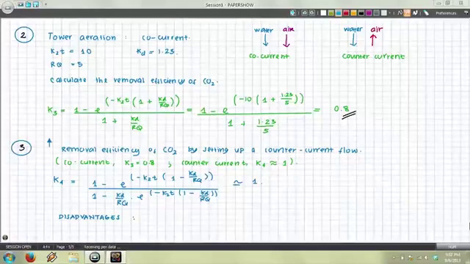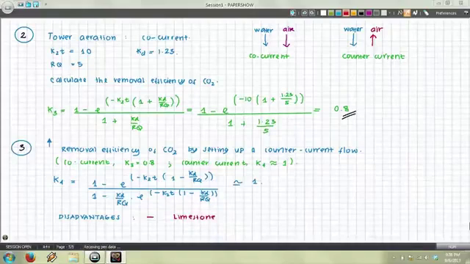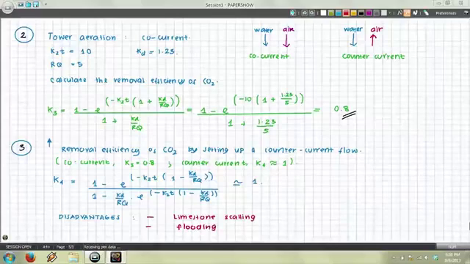So although you are increasing the removal efficiency of CO2, this negative impact that it has is, first of all, it causes limestone scaling because you're removing so much of the CO2. You're removing almost all of it, basically. So that causes limestone scaling because you don't have enough CO2 in the water. And then you also can have flooding at particular times. So it's a compromise, really.